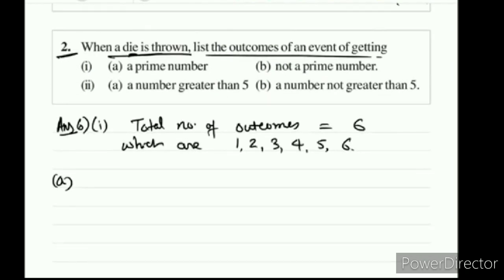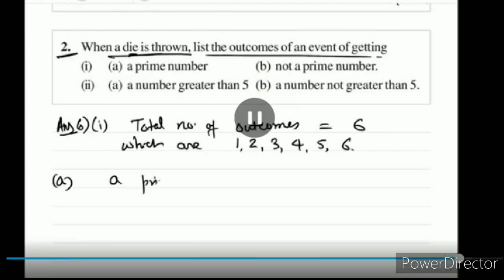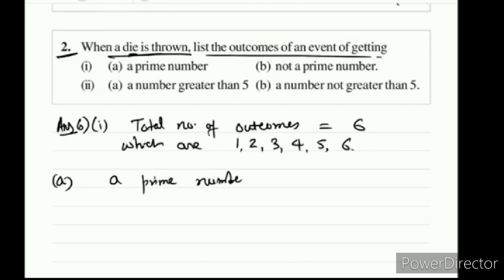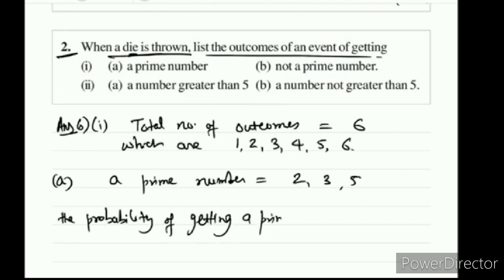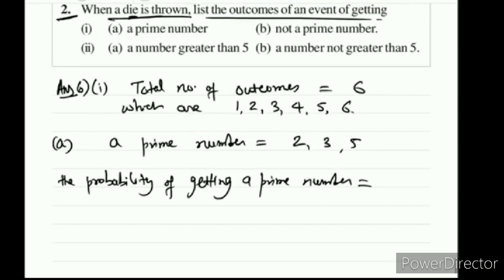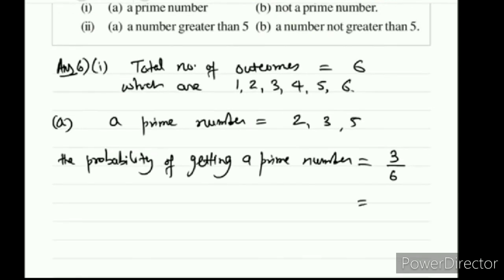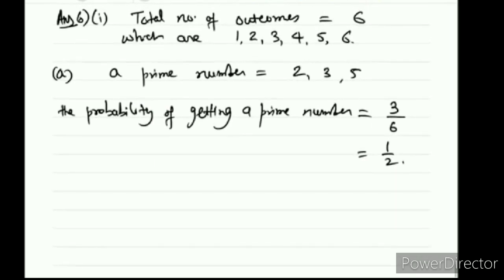First, the first sub question, A part answer: a prime number. Which are prime numbers? 2, 3, 5 are prime numbers. Totally how many prime numbers are there? 3 prime numbers. Therefore, the probability of getting a prime number is equal to 3 by 6. Understand? Whenever they ask probability, you should write number of chances.